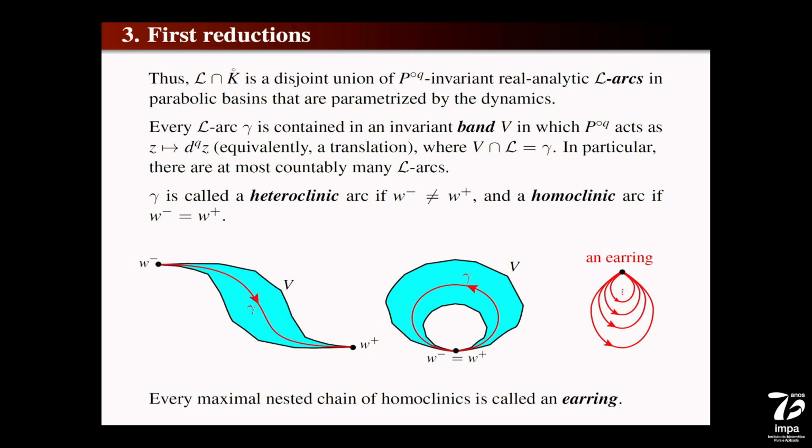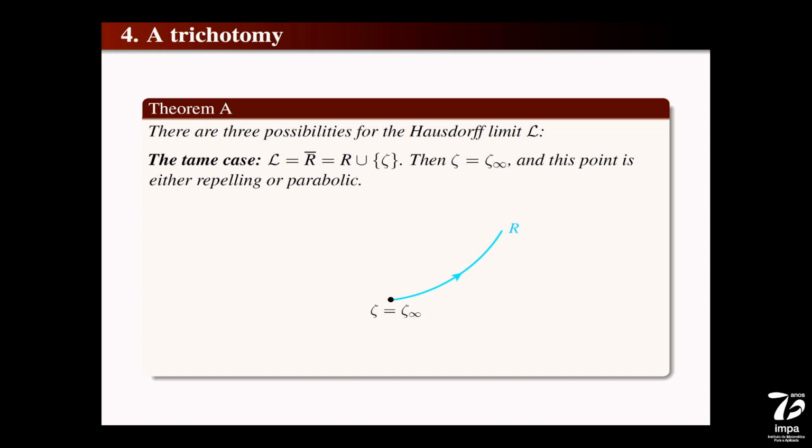Now, how many loops do I get in an earring? We don't know. It could be a single one. It could be infinitely many loops, like in the parabolic implosion case in the quadratic family. But we take this class of maximal chain of nested loops, and we call that whole thing an earring. It may be just one loop. So now we have the first theorem, which basically describes three possibilities for L.